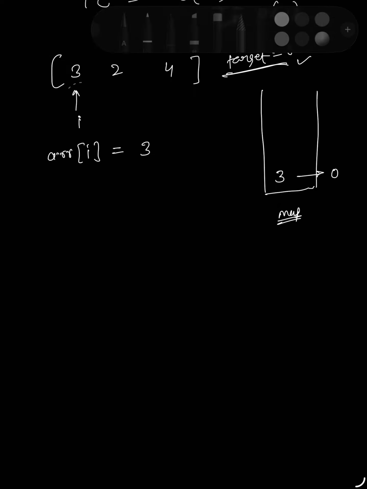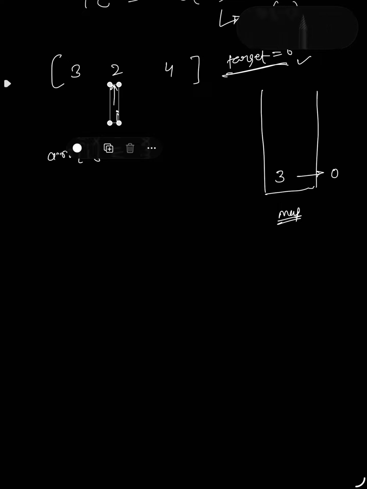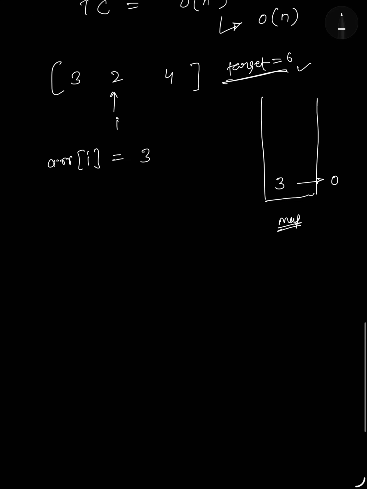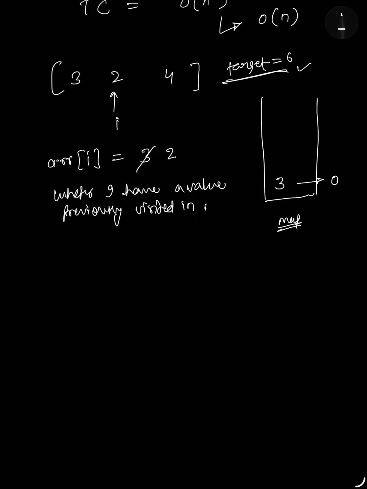So the next index is having 2, so I am here at 2. Now I will check for this 2, the current array of i is 2. Now I will check whether I have a value previously visited in my map which can sum up to the target. So we have to reach target 6.